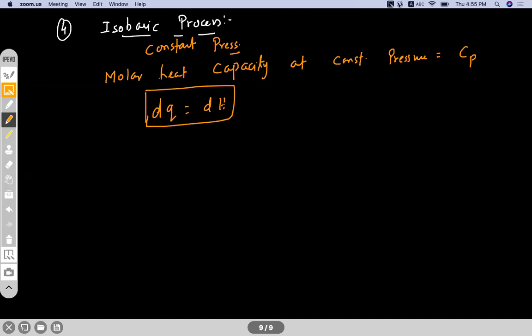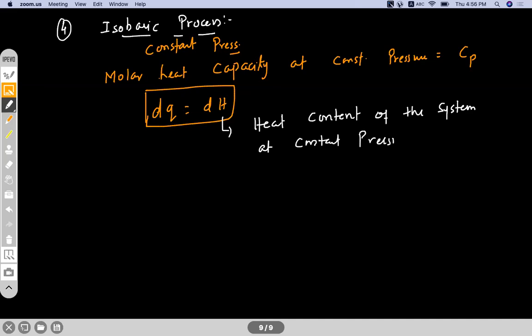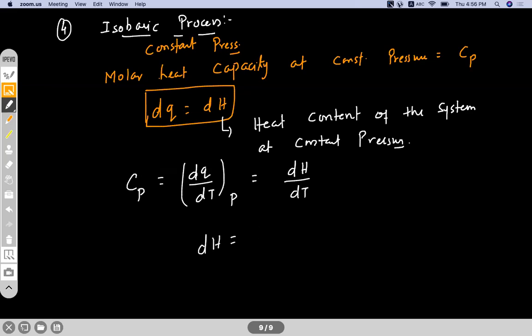Okay, dQ is equal to dH. Enthalpy is the heat content of the system at constant pressure. So when you have constant pressure, heat dQ becomes dH. So here CP is equal to dQ by dT, but since we have constant pressure, dQ by dT becomes dH by dT. And that is why dH, the enthalpy change, is n CP dT for n number of moles.